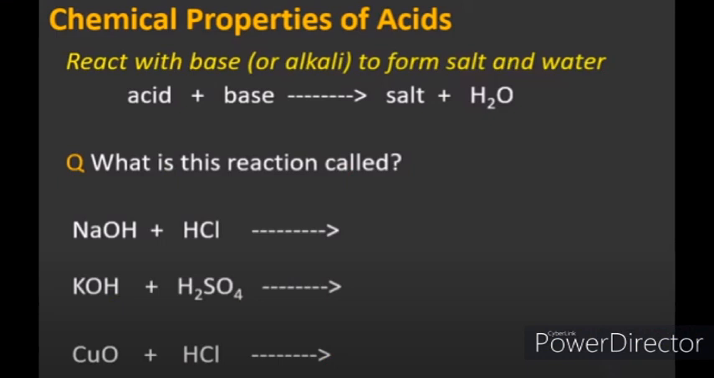Now let's see another chemical property of acids. When acid reacts with base, it will form salt and water. This is also known as a neutralization reaction. As we know, acid can neutralize base and base can neutralize acid. So when they react with each other with equal strength, they will produce a salt which is neutral in nature.